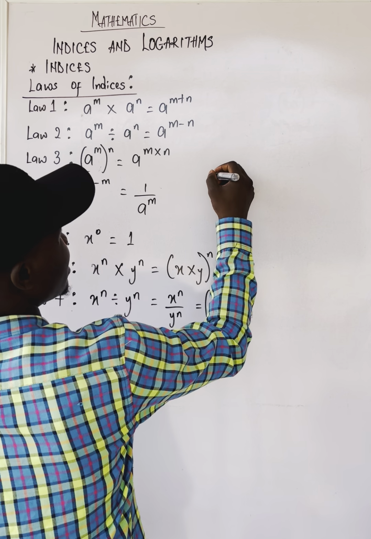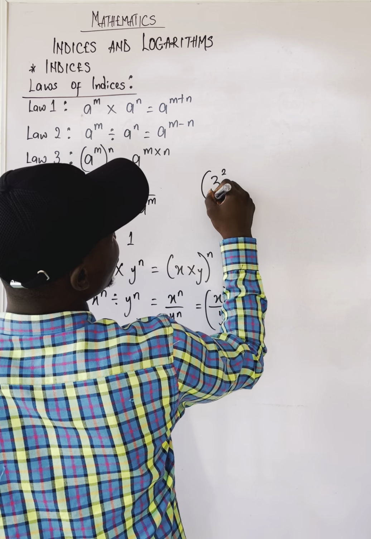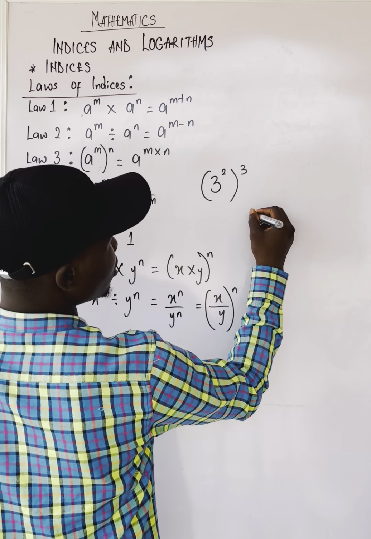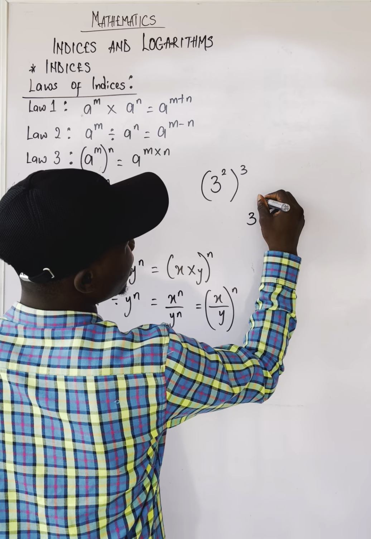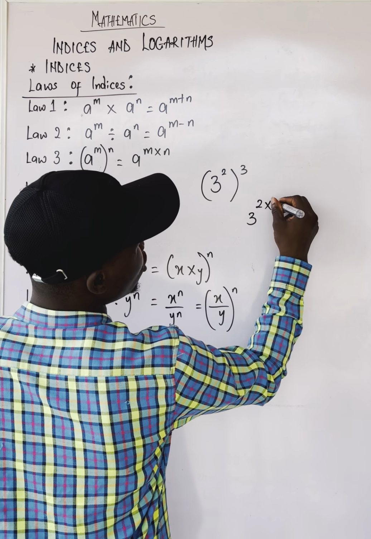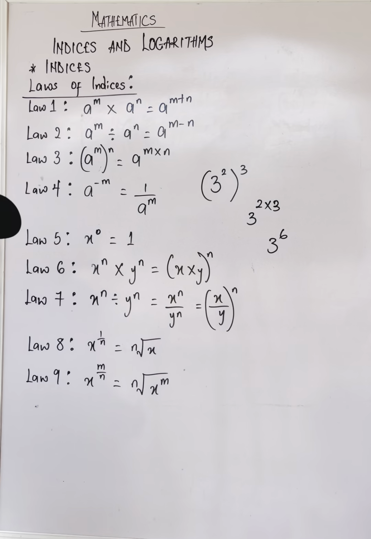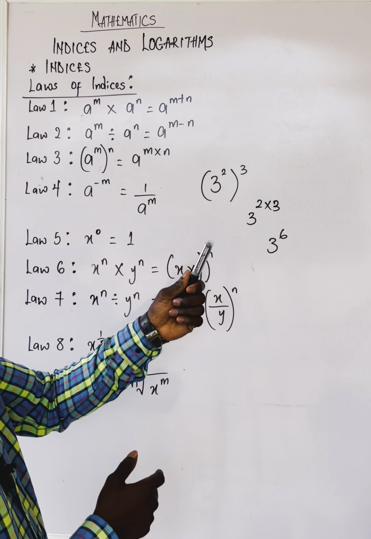Now what are they trying to say? Let's say I have 3 to the power of 2, and I have a power of 3 outside. So what do I do? I just pick the 3, then I multiply the powers together. That's 2 times 3, and that will give us 3 raised to the power of 6. Do you understand?